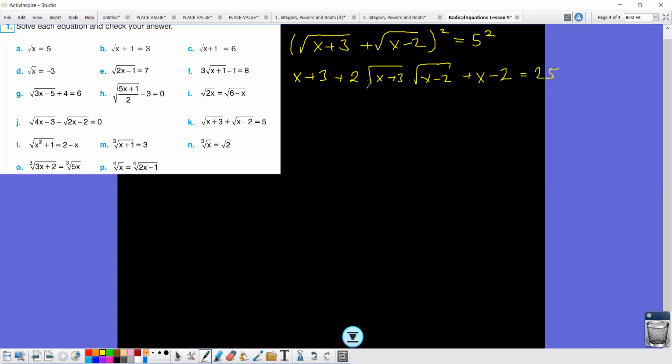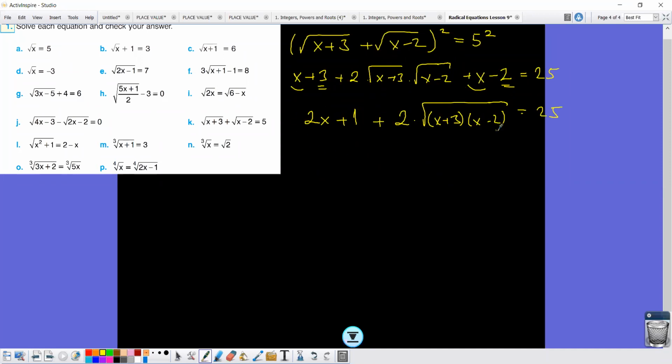Now I'm taking the like terms, x with x, I have 2x. 3 and minus 2, I will have plus 1. And here I have 2 times. Can I write them in the same radical sign? It will become root of x plus 3 times x minus 2, and the right side is 25.